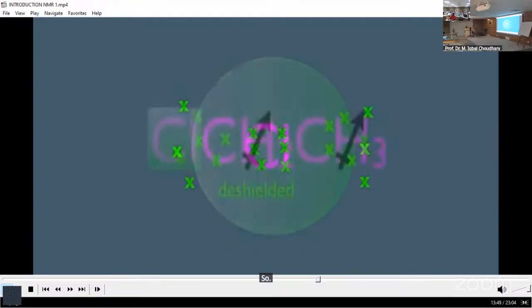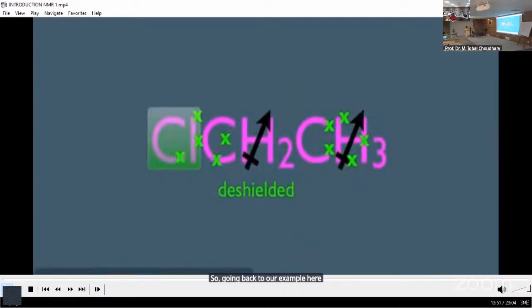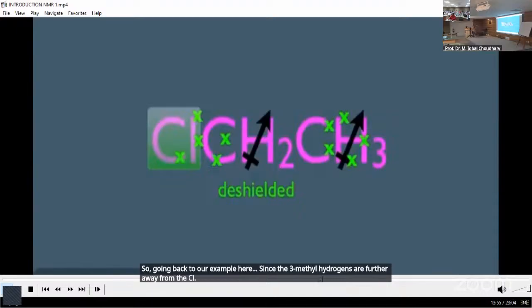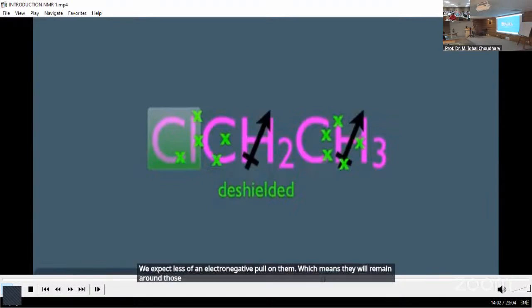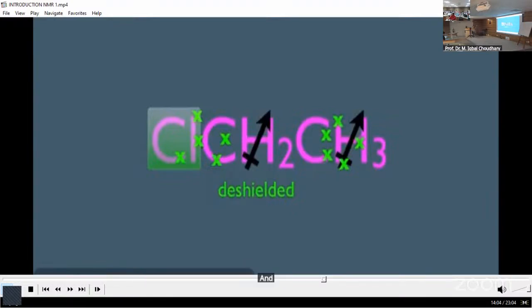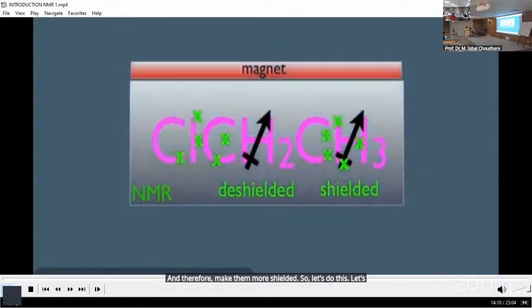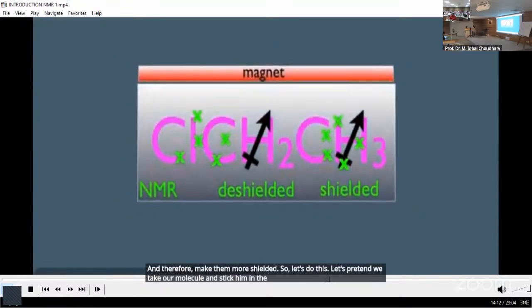So going back to our example here, since the 3 methyl hydrogens are further away from the Cl, we expect less of an electronegative pull on them, which means the electrons will remain around those H atoms, and therefore make them more shielded. So let's do this. Let's pretend we take our molecule and stick him in the NMR machine.